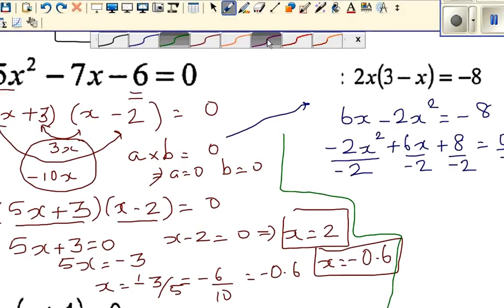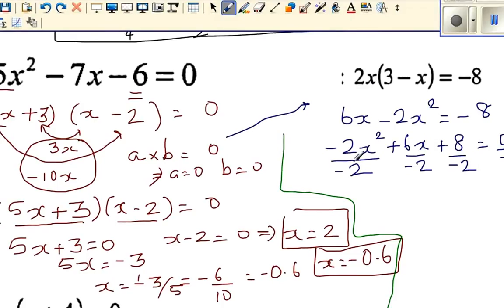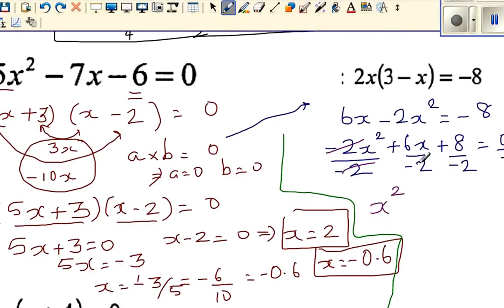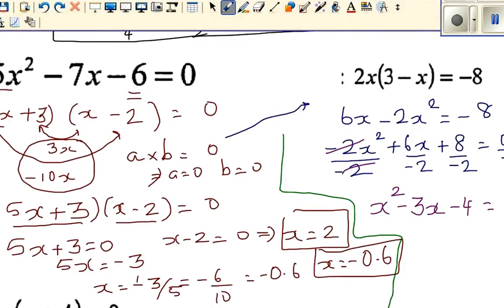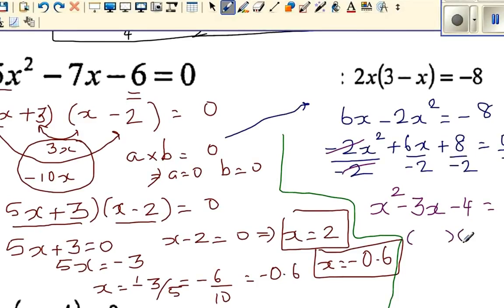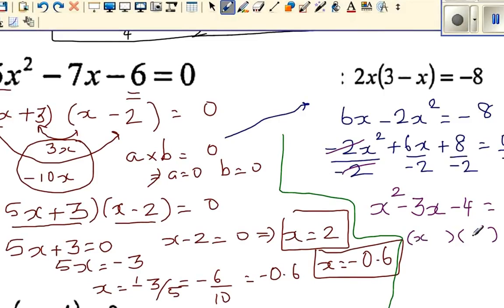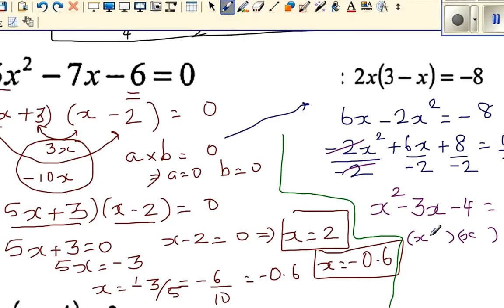Okay, let me bring this color back. So negative 2 divided by negative 2, this and this will get cancelled. So you got an x squared here. 6 divided by negative 2 is minus 3x. Negative 8 divided by negative 2 is negative 4, and 0 divided by this is 0. So now this has become a quadratic equation, so you can put in two brackets equal to 0. Okay, so you've got an x squared here, you put an x and x here, and two factors of negative 4, which gives you negative 3, are negative 4 plus 1.